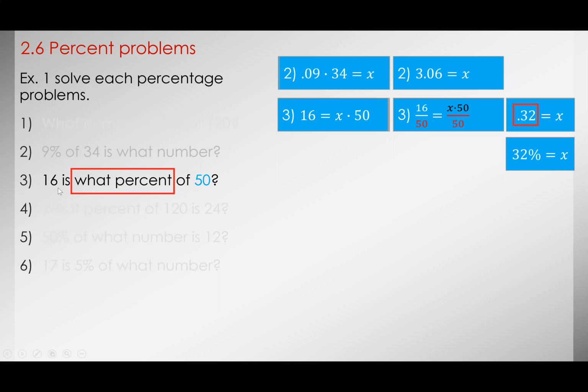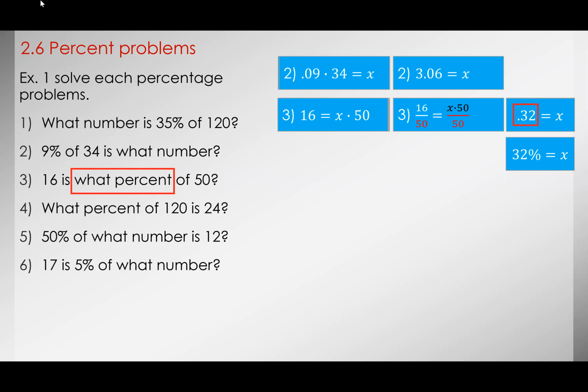So the only thing different with number 3 is because they ask you for the percent, you need to convert your decimal to the percent. And same thing goes with number 4, right? Number 4, if you look at this, you can see they ask you the same thing.